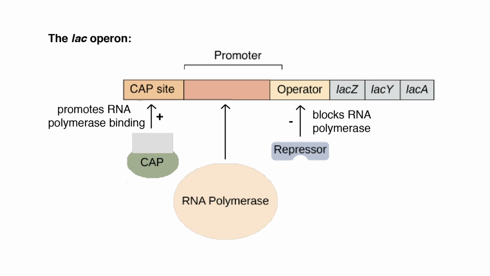And catabolite activator protein, which is known as CAP, acts as a glucose sensor. It activates transcription of the operon, but only when glucose levels are low. CAP senses glucose indirectly, through the hunger signal molecule, which is called cAMP.